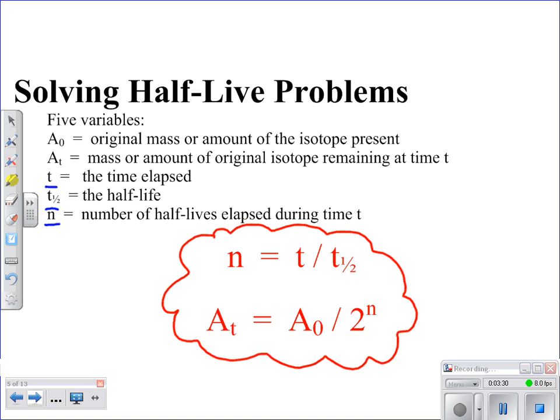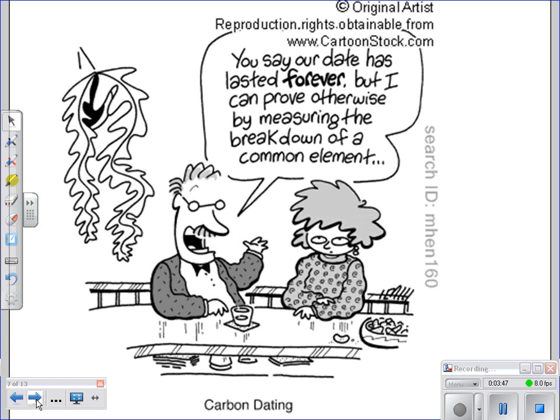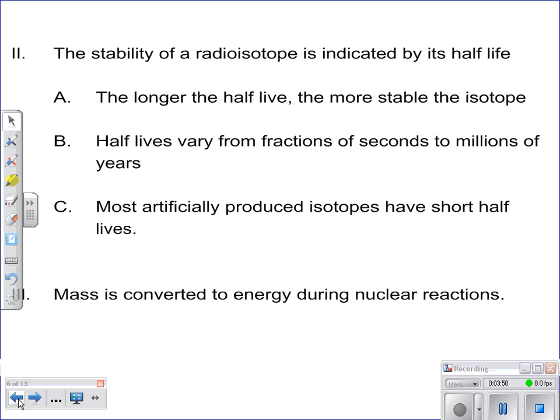And then we can talk about the amount of substance. Usually it's its mass, but it's the amount of the substance that originally is there or that remains after a given amount of time. So these are some formulas that we could use. And the stability of a radioisotope is indicated by its half-life. Just like you would think, the longer the half-life, the more stable it is. If something decays really quickly, then that means it's unstable. Half-lives vary from fractions of a second to millions of years. Most artificially produced isotopes have very short half-lives, fractions of seconds.